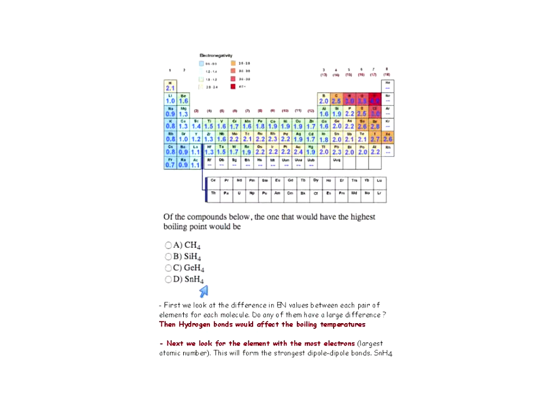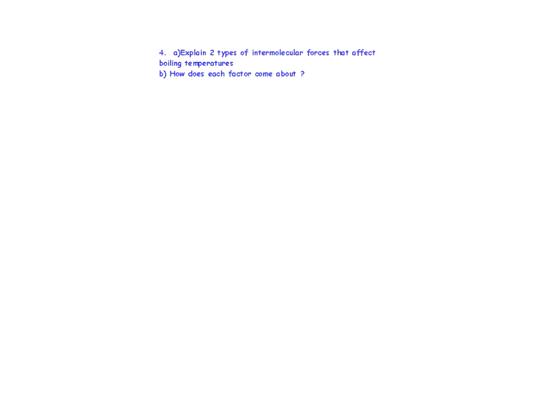Okay, so David's saying it's going to be Sn, and yeah, we can see that Sn is further down than C or Si or Ge, and so it's got the largest atom, and so it's got the most electrons, and so it produces a dipole-dipole situation. One side's negative, one side's positive. Does that make sense, guys? Okay, good, and that's because of all those electrons that are repelling the other electrons, producing a charge.